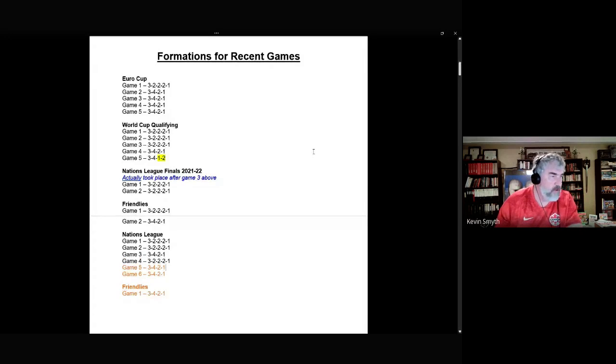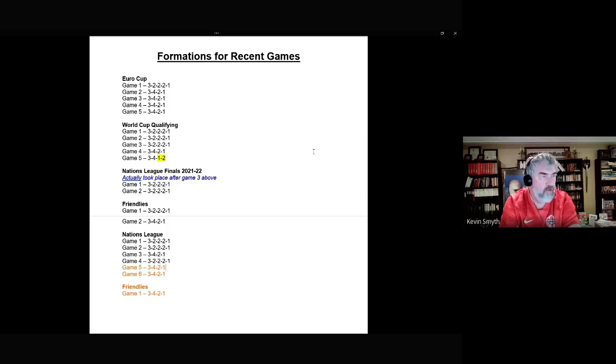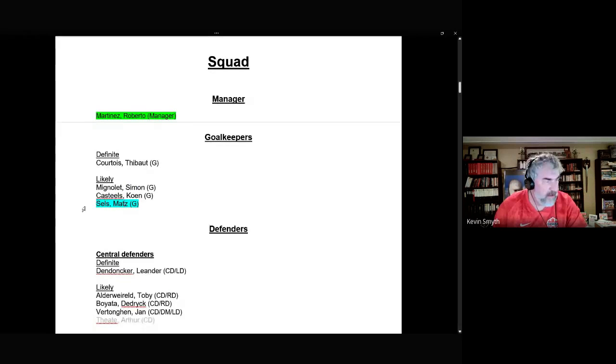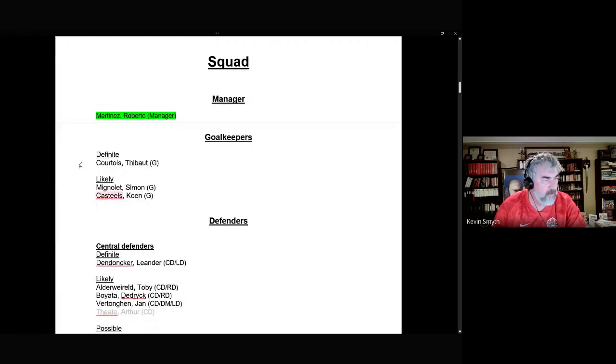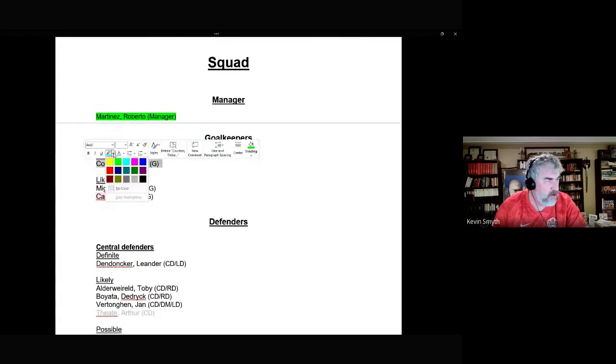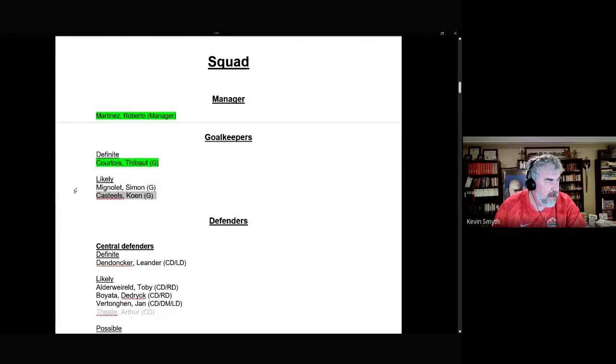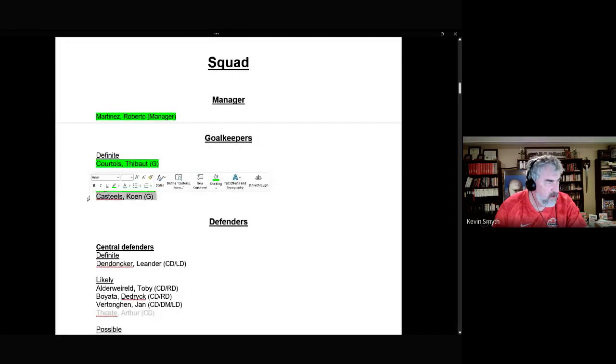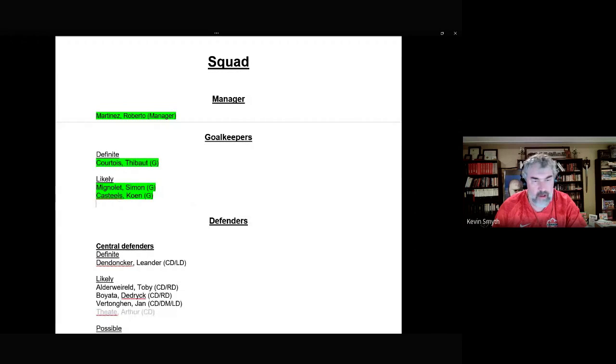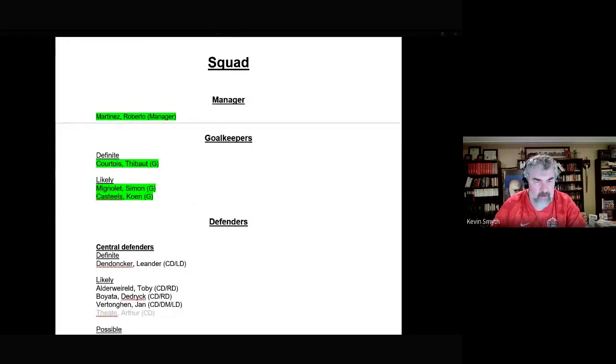In terms of their formations, then, it's pretty consistent. It's a 3-4-2-1 almost all the time. Anyway, Matz Sels making the preliminary squad, but not the final squad, so we eliminate him from the list. And Thibaut Courtois, Simon Mignolet, and Koen Casteels all selected. So that is the goalkeeping team for the squad.